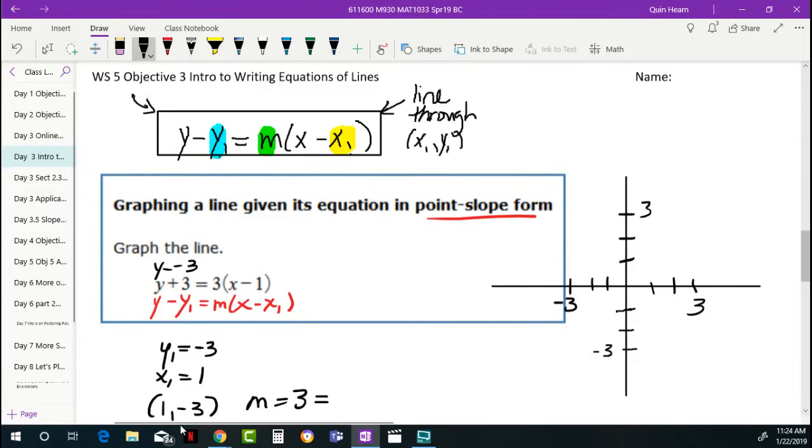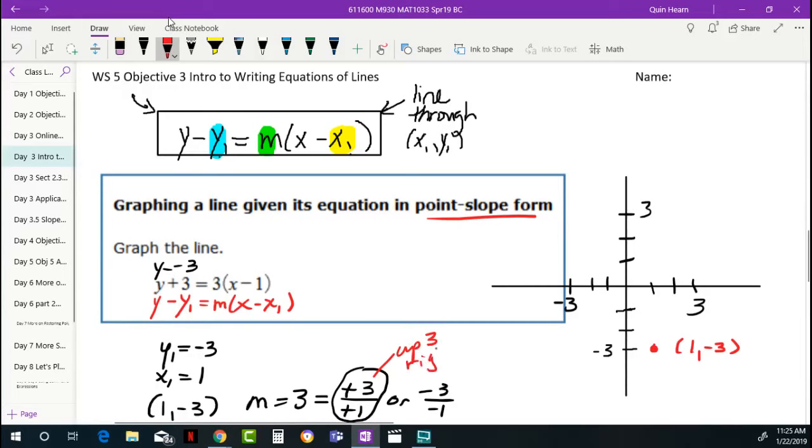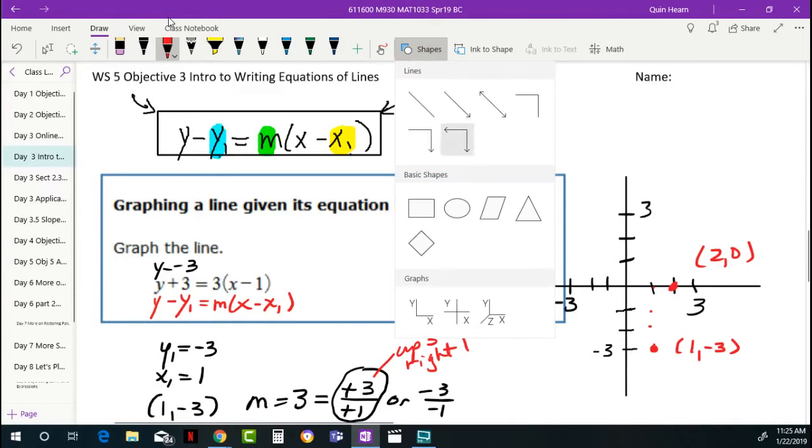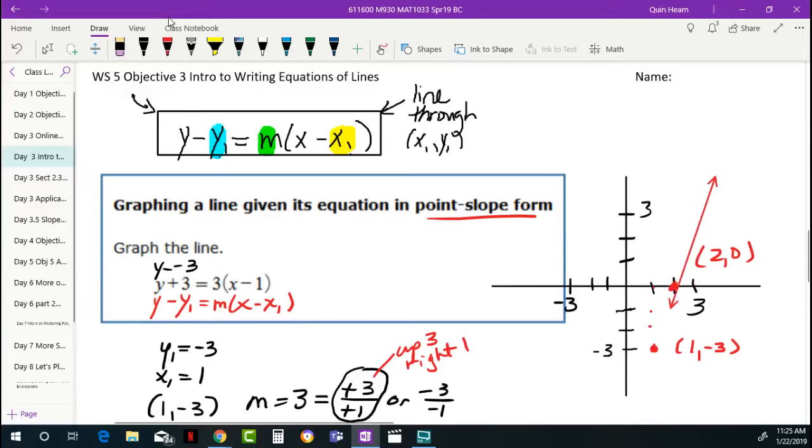Now if you have a slope of 3, you can either think of it as positive 3 over positive 1 or negative 3 over negative 1. Either way will lead you to another point. I'm going to use the one most people would, which is positive 3 over positive 1. So starting at 1, negative 3, which would be here, we're going to go up 3 and to the right 1. So if you go up 3 and to the right 1, we're at the point 2, 0. Now remember, it's not enough just to plot those 2 points. You actually have to draw in your line.